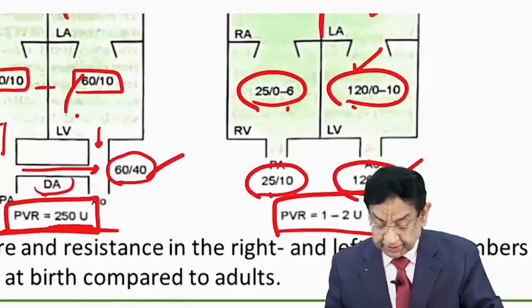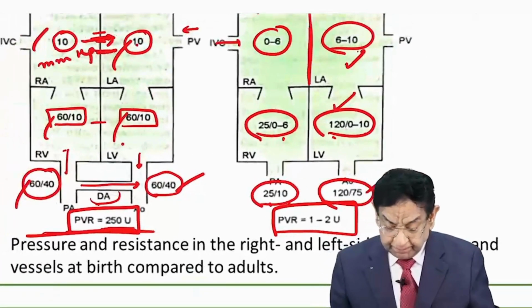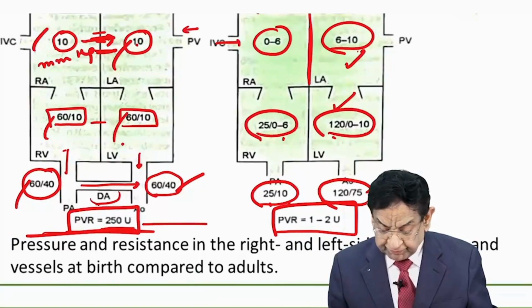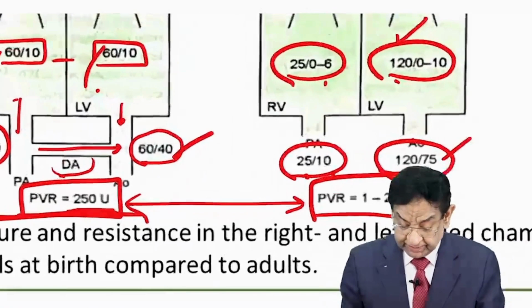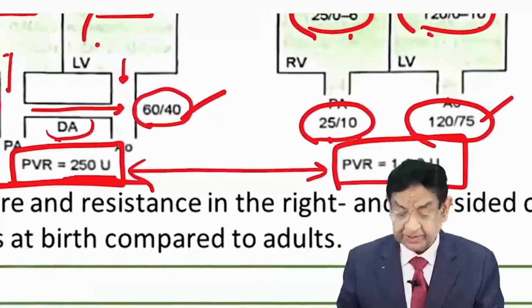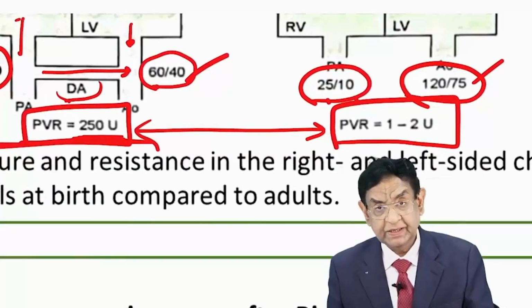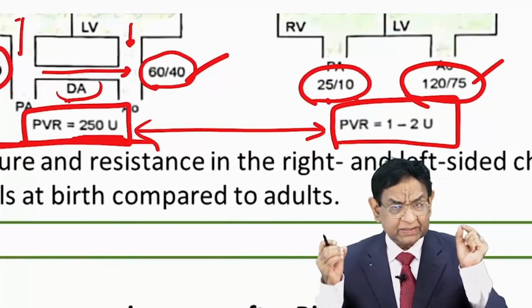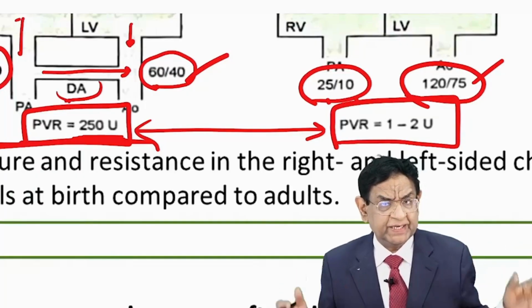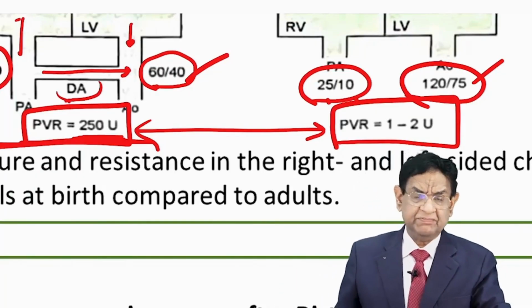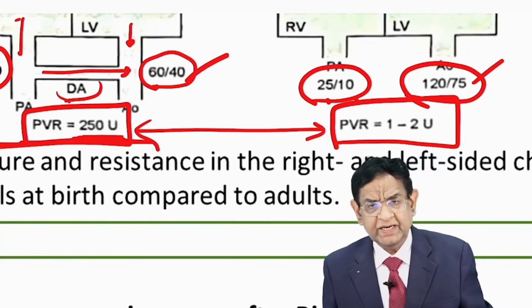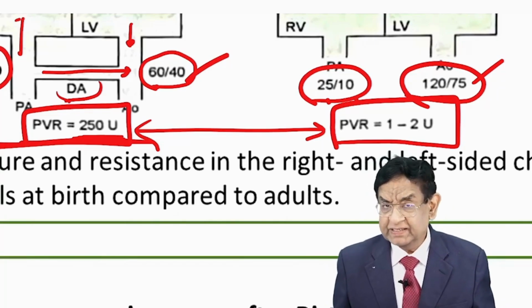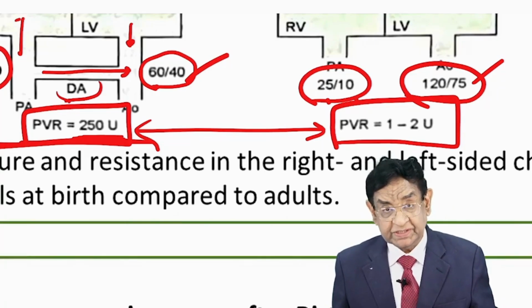Point to be noted that here the pulmonary vascular resistance is 250 units. Now it is only 1 to 2 units. You can compare, you can see the bigger picture now. I hope you could see it. So the one thing which we learned today, something new, the basic concept, is that one major difference between intrauterine life and adult life is the pulmonary vascular resistance.